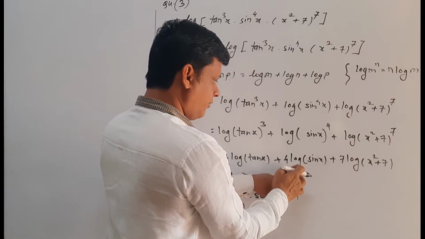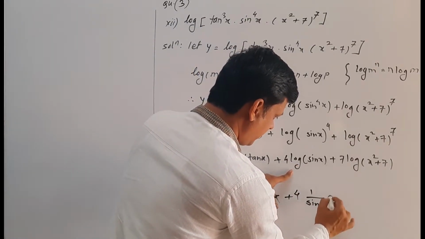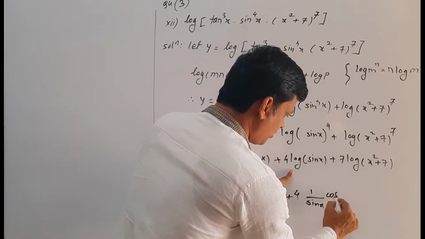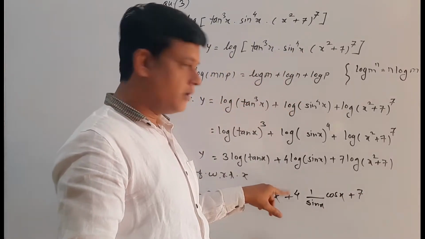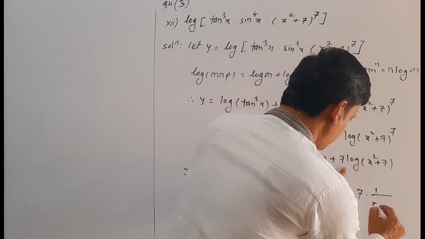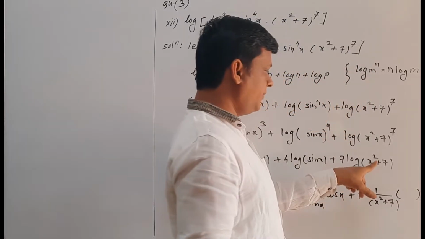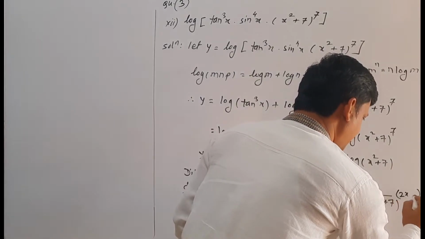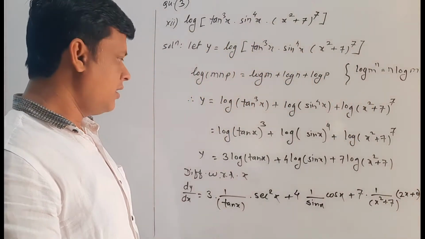We write the derivative of this log as 1 upon sin x. Then we have to find the derivative of this sin x. So the derivative of sin x is cos x. Plus 7 as it is. Then we have to find the derivative of this log, so we write 1 upon x² + 7. Then we have to find the derivative of this x² + 7. So the derivative of x² is 2x, and the derivative of 7, which is a constant, we write as 0.